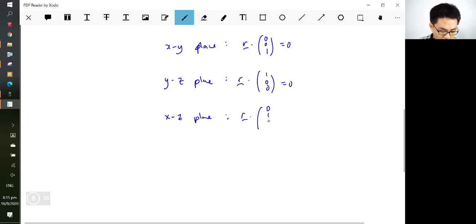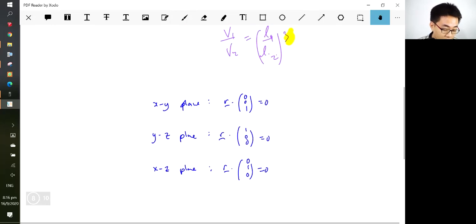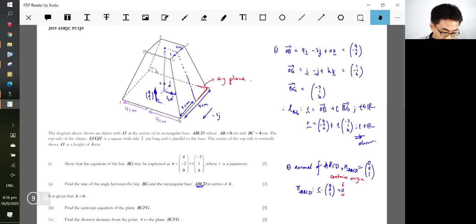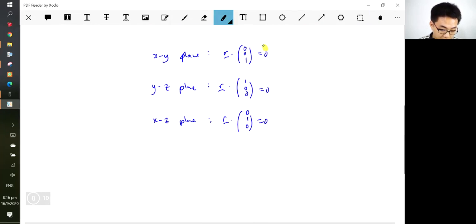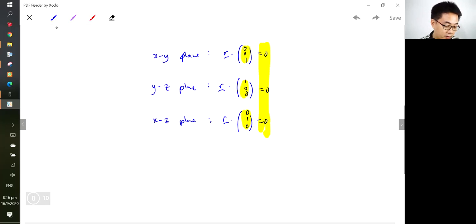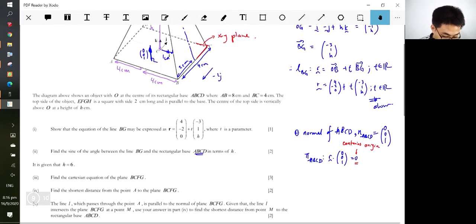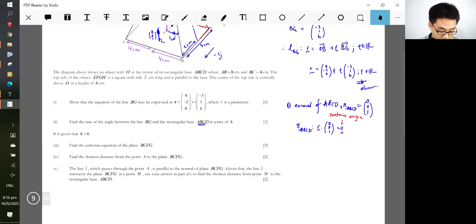Okay, don't need to memorize if you understand how it's being derived. I've gone through many times why these are so. You really don't need to memorize it, but just understand it. Because all these planes pass through the origin, that's why it has a 0 here. And the normal can be easily deduced by looking at the graph that you're dealing with. So actually the plane ABCD can be quickly written down as r equals (0, 0, 1) dot 0.